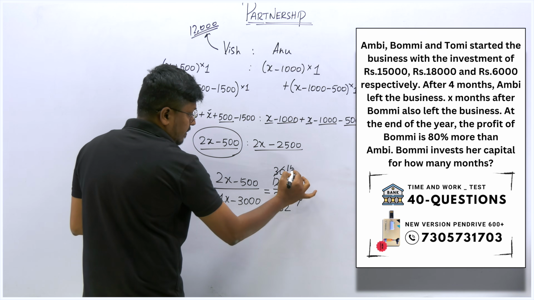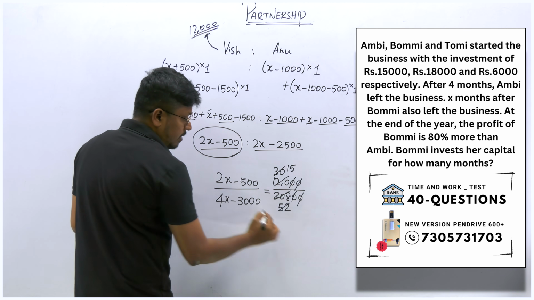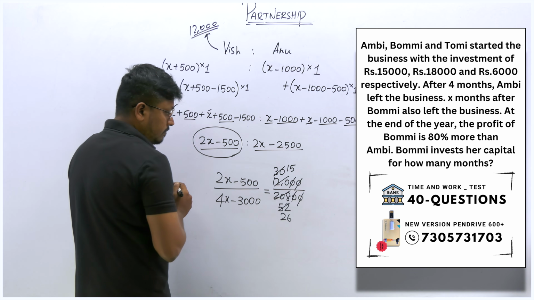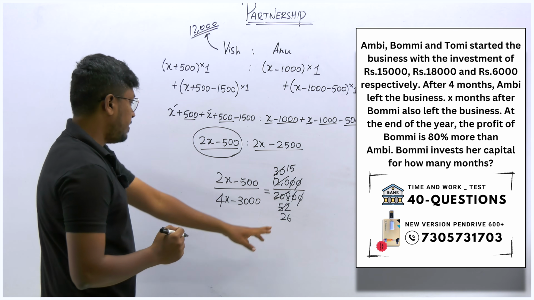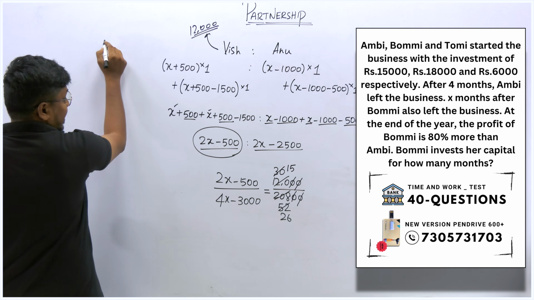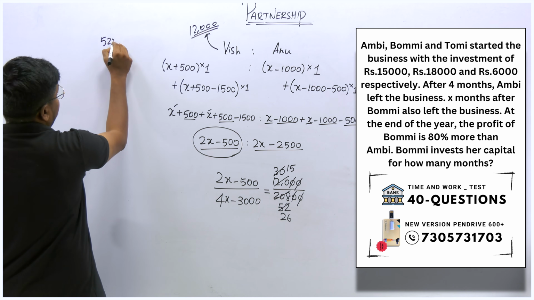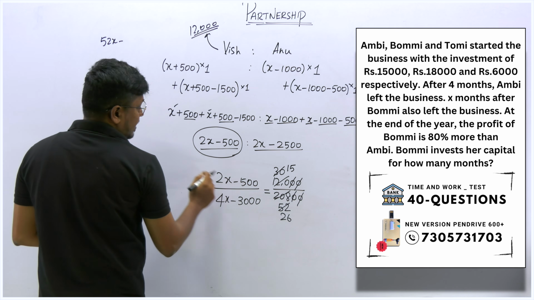2 table. This will be 15 times. Cancel it on 2 table 26 times. That's it. We can't cancel any other number here. So we can multiply 26 into 2. 26 into 2 will be 52x minus of 26 into 500.